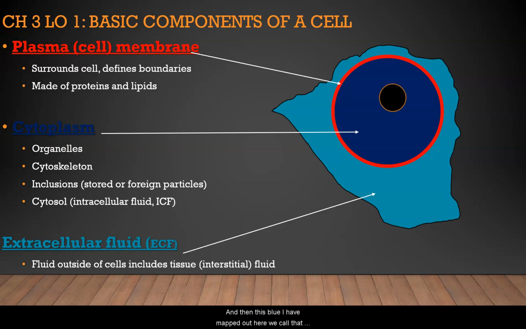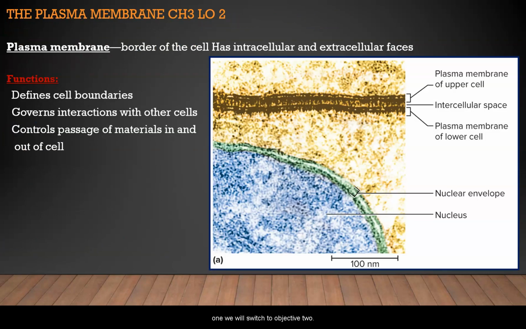And then this blue I have mapped out here, we call that the extracellular fluid, or the ECF. The extracellular fluid is just all of the fluid that would be outside of the cell, things like tissue and the interstitial fluid. All right, so let's talk a little bit more in depth about the plasma membrane. Instead of continuing on with objective one, we will switch to objective two, and then we'll come back.